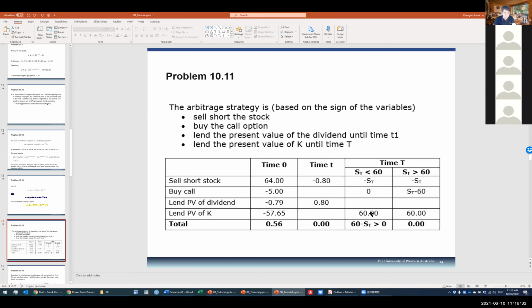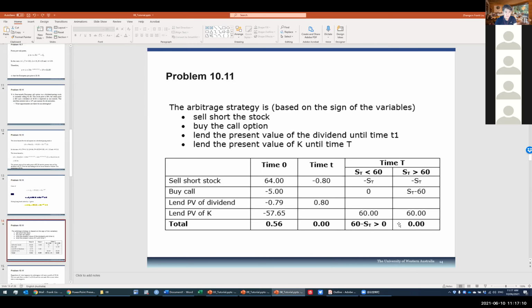Now let's take a look combined. For the first scenario, we have 60 minus ST. What can we say about this number? It is positive, because that's the scenario where ST is smaller than 60. In the second scenario, minus ST and ST cancel out, minus 60 and 60 cancel out, and we get zero. Given initially you have a positive cash flow, in all the subsequent time points, is there any negative cash flow? No, because it's zero. Positive or zero. And this is what we call an arbitrage profit.